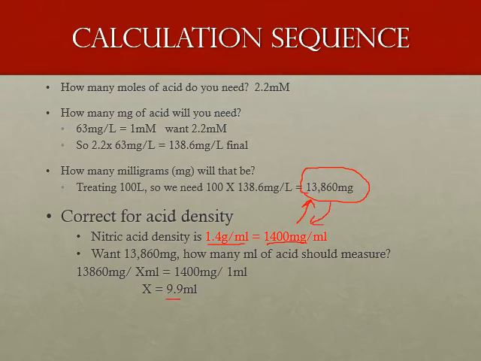That means that for every milliliter, we get 1,400 milligrams, which means if we measure 9.9 milliliters, we're going to get 13,860, which is what we want. Hopefully that makes sense.